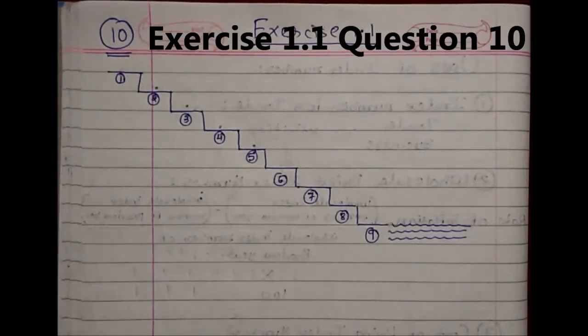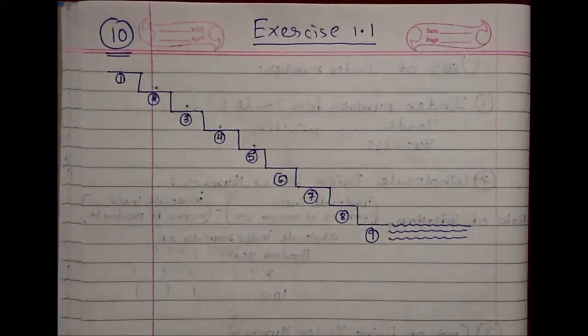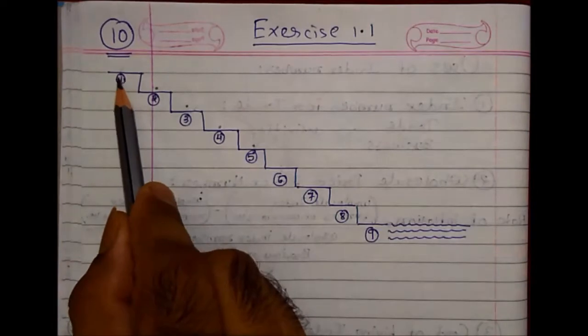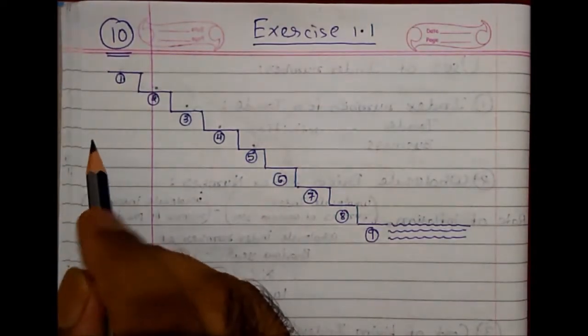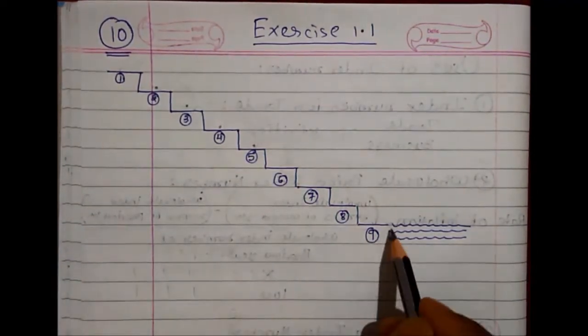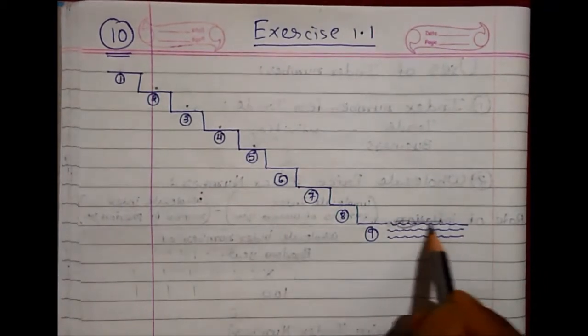Exercise 1.1, 10th sum. A water tank has steps inside it. A monkey is sitting on the topmost step, that is, on the first step. The water level is at the 9th step, which means the water level is here.